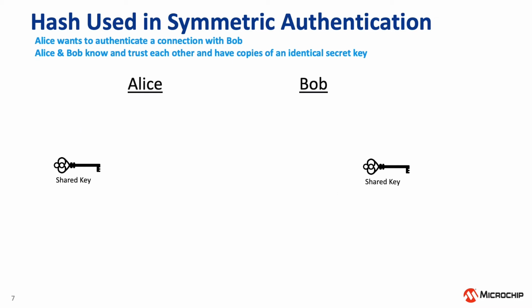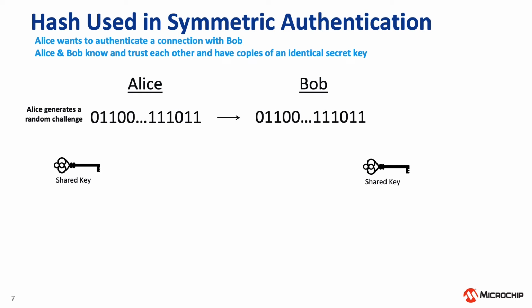So let's use hash in symmetric authentication. Let's consider the scenario where Alice wants to authenticate a connection with Bob. Bob knows and trusts Alice, and they both have copies of the same identical key. The first thing that Alice does is she sends Bob a random challenge. And Bob receives that challenge. This is not a secure connection, so there could be thousands of adversaries listening in on that random number that she sends to Bob.